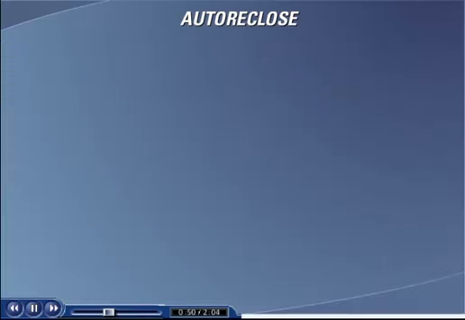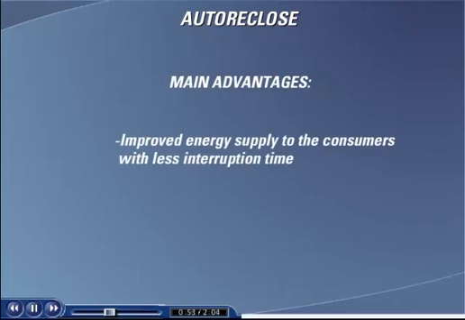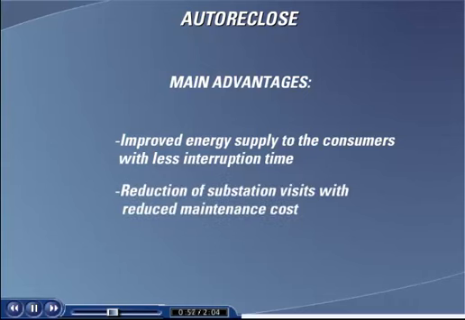The main advantages of the auto-recloser are improved energy supply to the consumers with less interruption time, and reduction of substation visits with reduced maintenance cost.